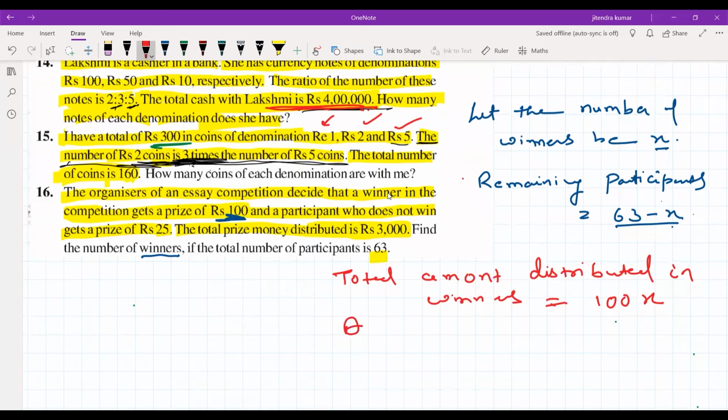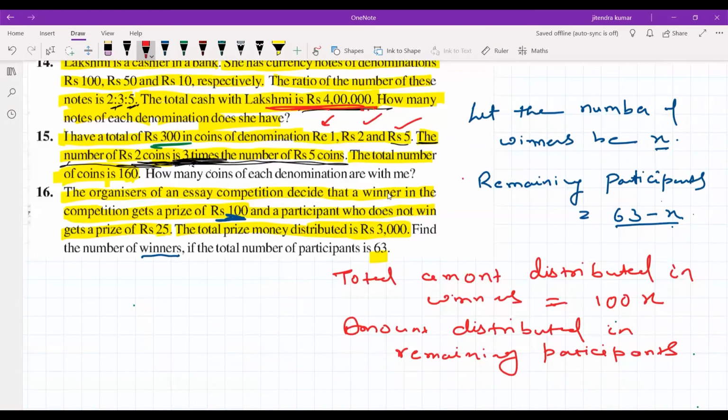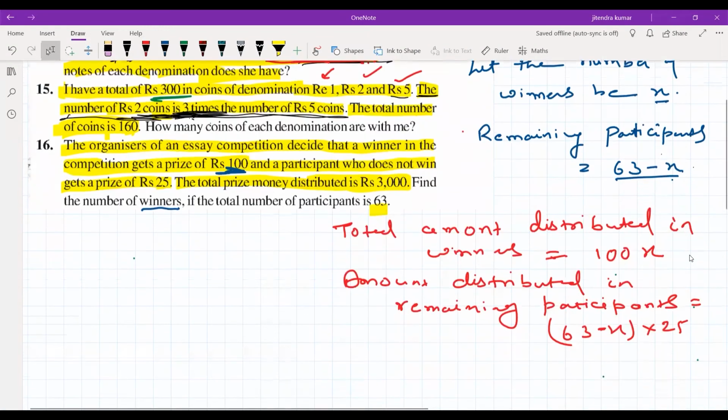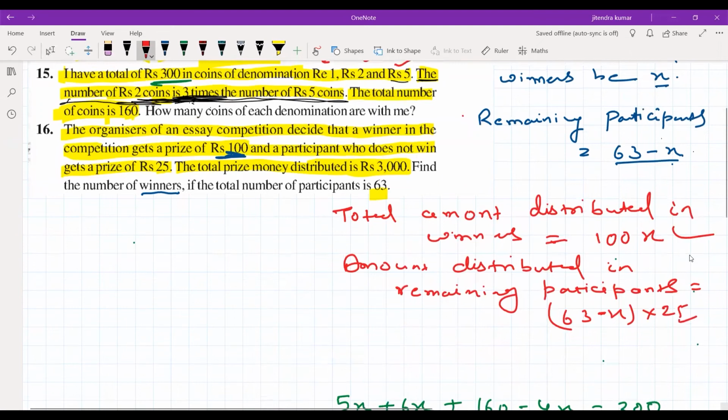So the amount distributed in remaining participants is equal to bracket 63 minus X into 25. So this is our total amount that we have distributed. If we add these two, this should be equal to how much? 3000. So that will be your linear equation. Please solve that equation.